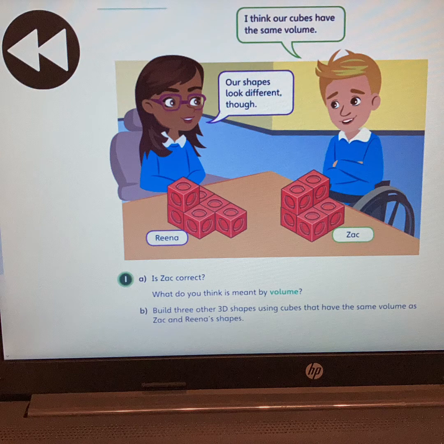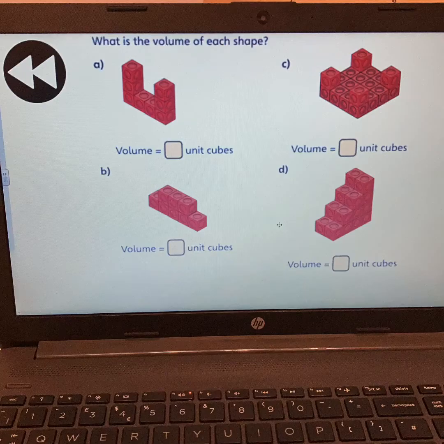Well, Rena has got 3 in a line, and then 2 more, 5, and then 1 on the top, 6. So the volume of her shape is 6 centimetres cubed. Zach's, he's got a base layer that you can't see, but there must be a base layer there for that top cube to be standing there. So he must have a base layer of 4 cubes, 2 on the top, 6. So his volume is 6 centimetres cubed. So although their shapes are very different, they do have the same volume.